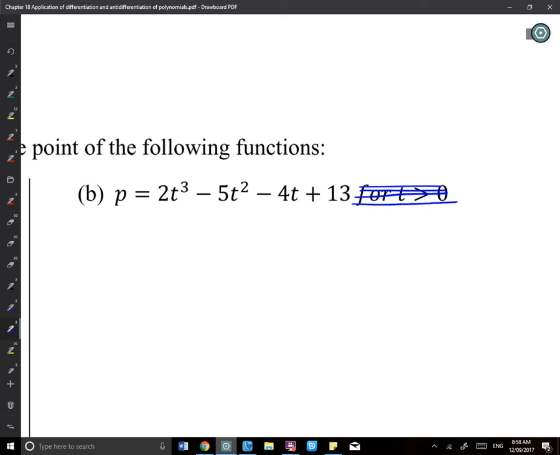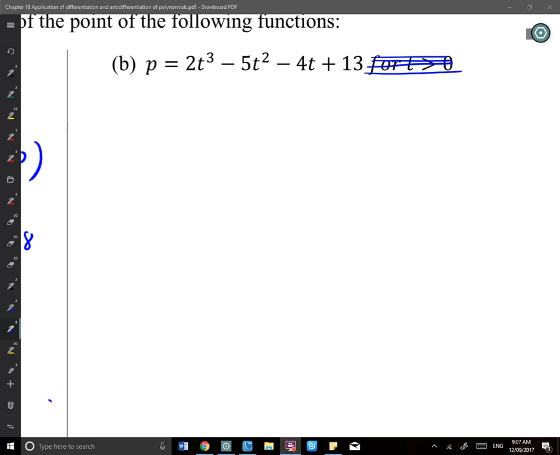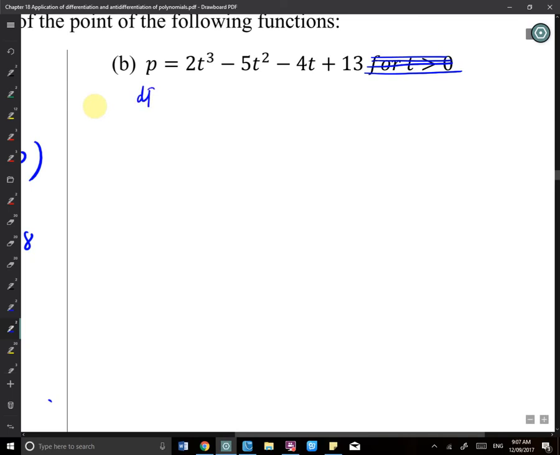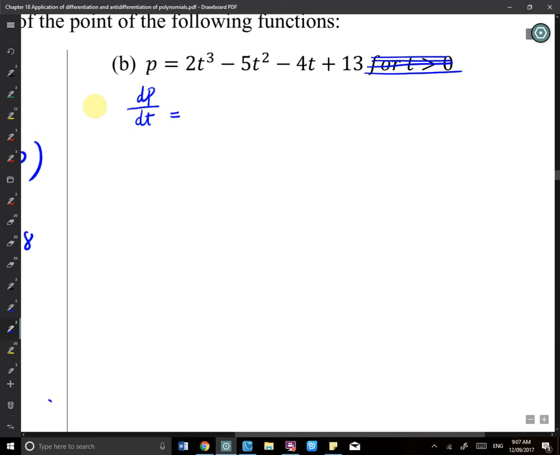Okay. Find derivative equals to 0. Okay, so first of all, you have p and t. So this derivative should be called dp dt. That's the first place you may do something wrong. You say dy dt, or you can say f dash x. That's all incorrect. So it must be dp dt. That's 6t squared minus 10t minus 4 plus 0. So don't worry about 0.